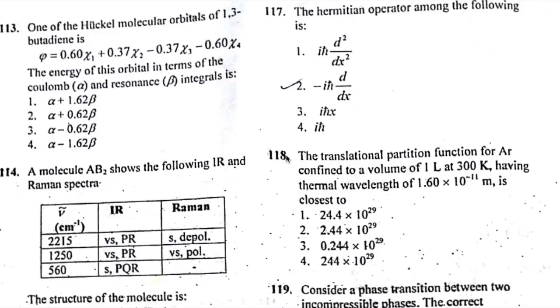So let's talk about the first one. Over here you can see this question. It says that one of the Huckel molecular orbitals for 1,3-butadiene is given to you. So you have these things. Now by looking at this equation, the Huckel molecular orbital, you can find out how many nodes your orbital will have. So how to find it out?